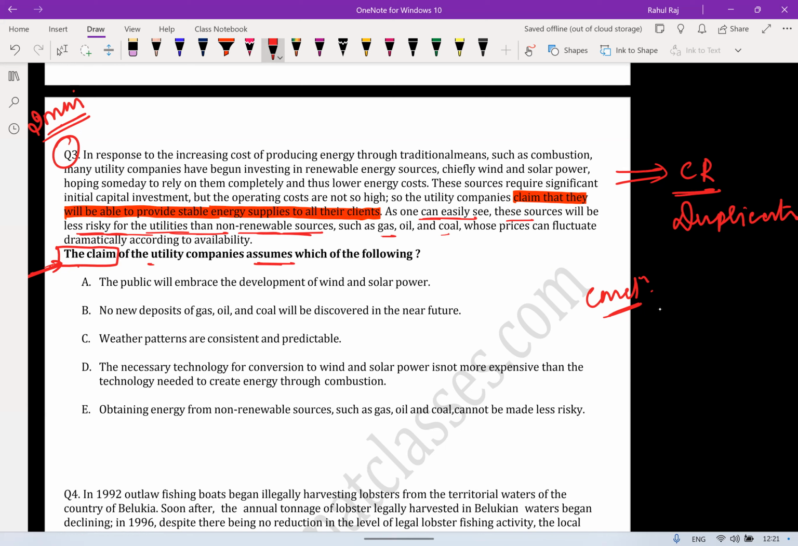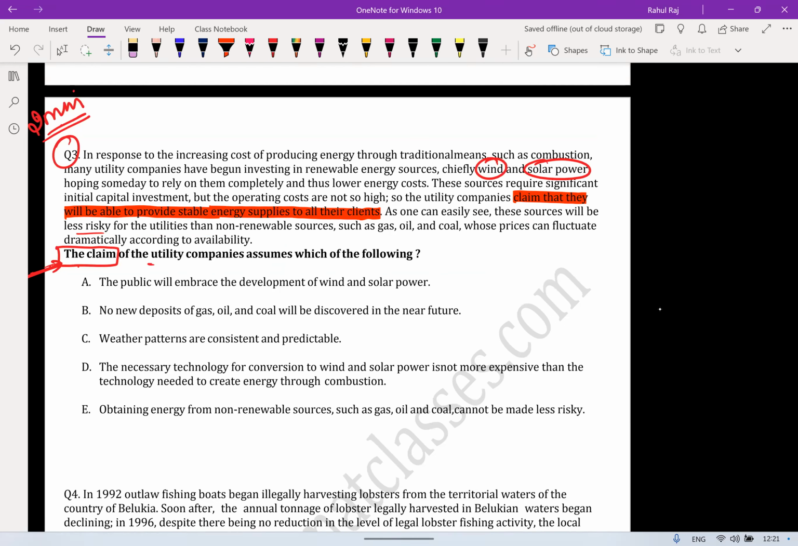Right? So what is the claim? The claim says that they'll be able to provide a stable source of energy to all their clients. And what energy are they talking about? They are talking about the renewable energy, that is wind and solar power. Please check. Is this clear? Yes or no? Tell me. Is this clear? It's a very straightforward question. In the claim, what energy are they talking about? They are talking about wind and solar power. So your answer is straight away C.